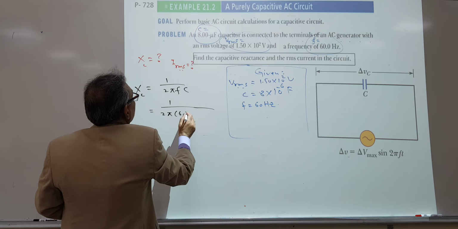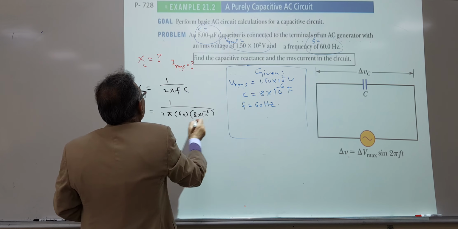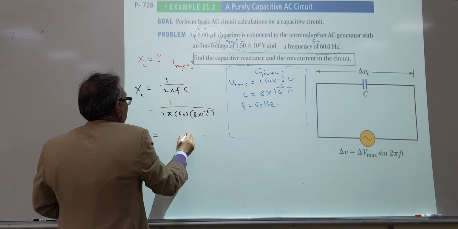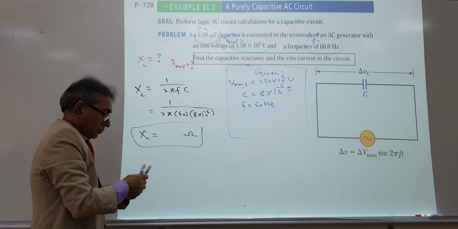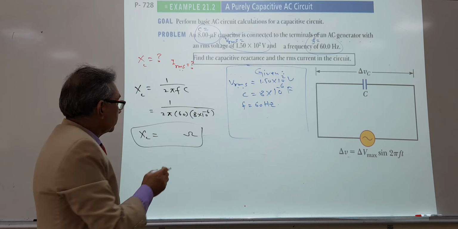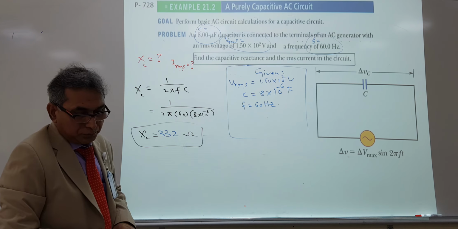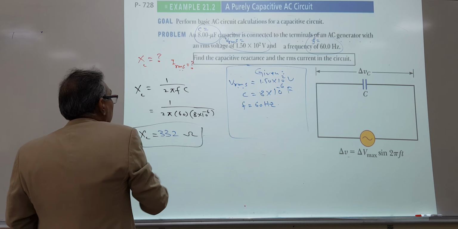Putting in 60 for f and the value of C, you would get a capacitive reactance of 332 ohm.